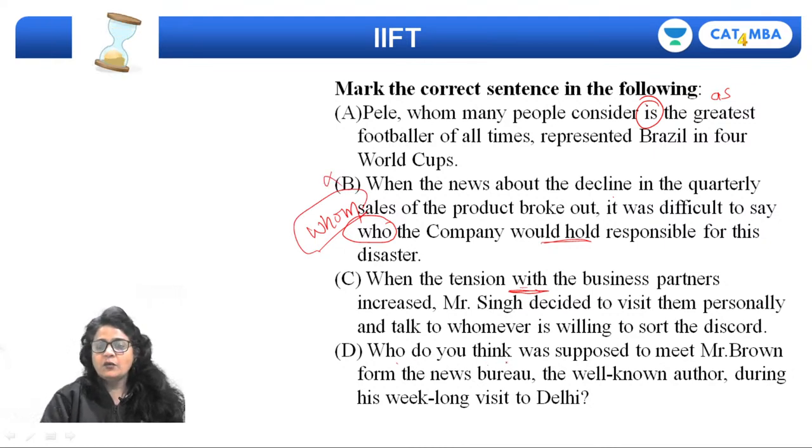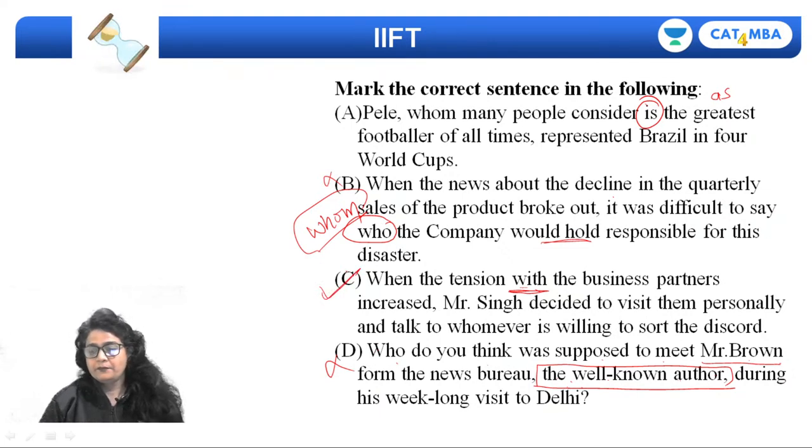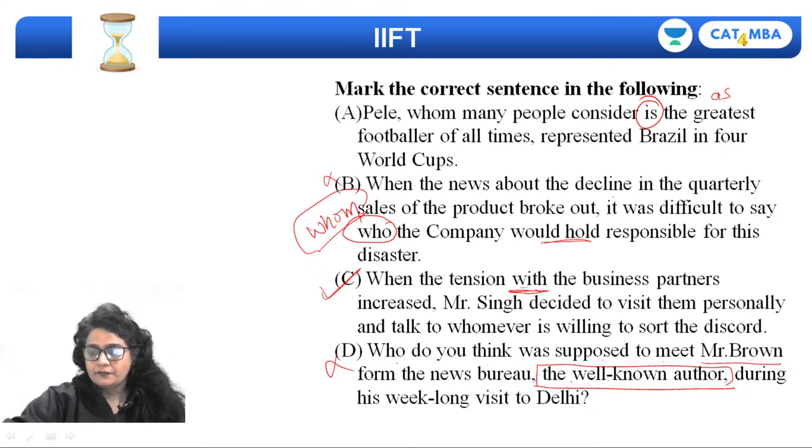B. Who do you think was supposed to meet Mr. Brown from the news bureau, the well-known author, well-known modifier? Now, where this phrase should be placed? The well-known author is defining Mr. Brown. Who do you think was supposed to meet Mr. Brown, the well-known author from the news bureau, during his week-long visit to Delhi? That's how the sentence is to be reworded. This is also incorrect. Answer is C. C does not have any grammatical error. Are we clear? Answer is not B. Answer is C.